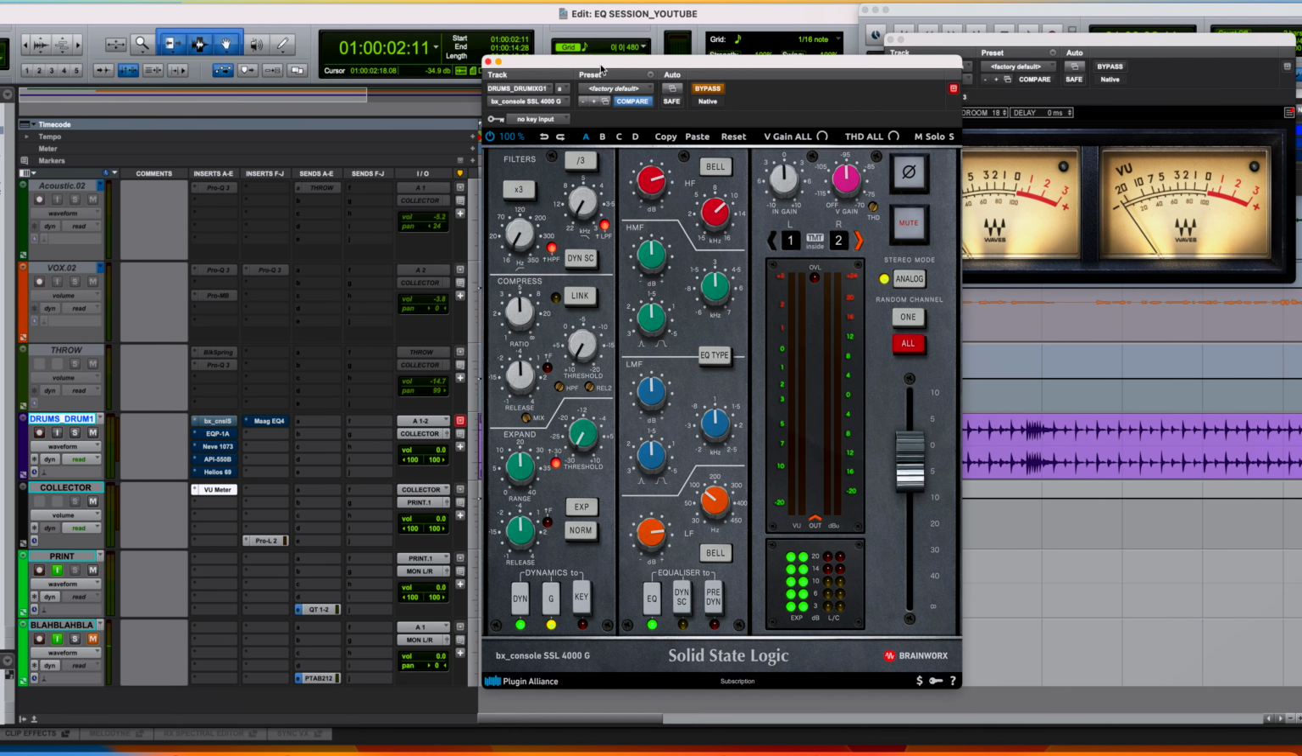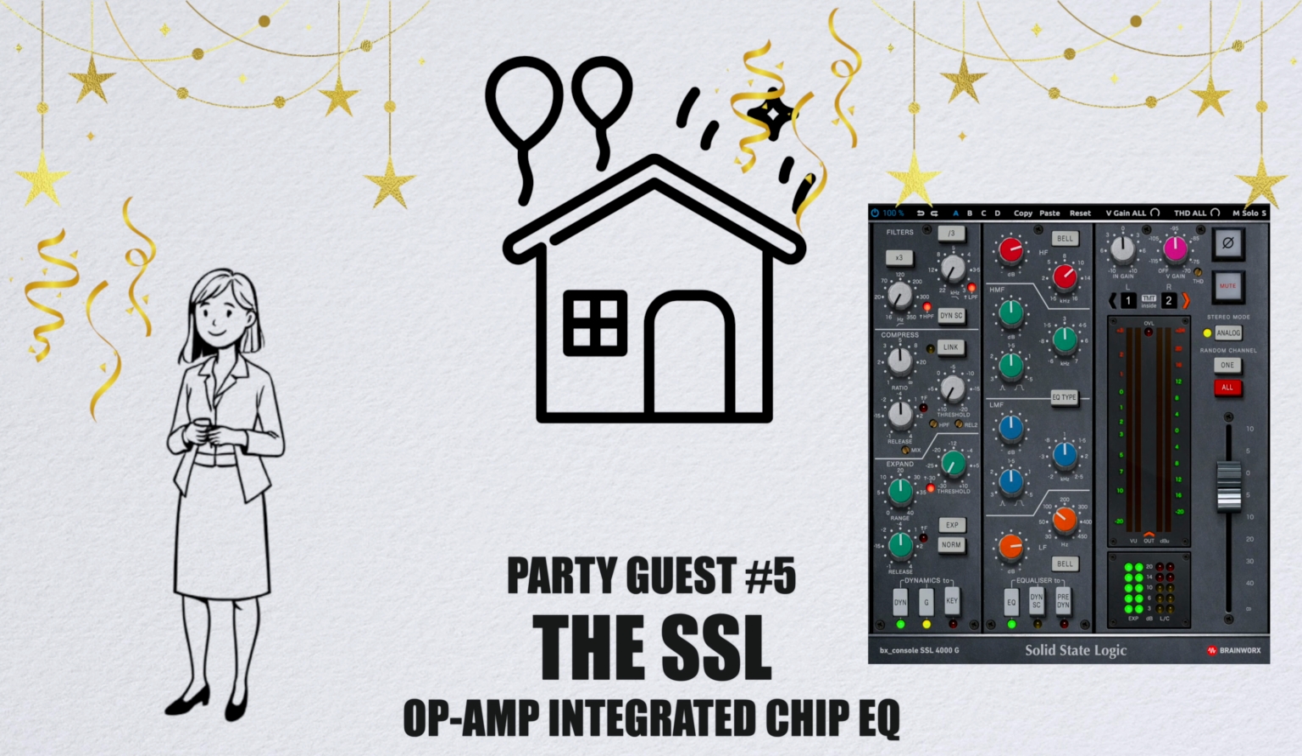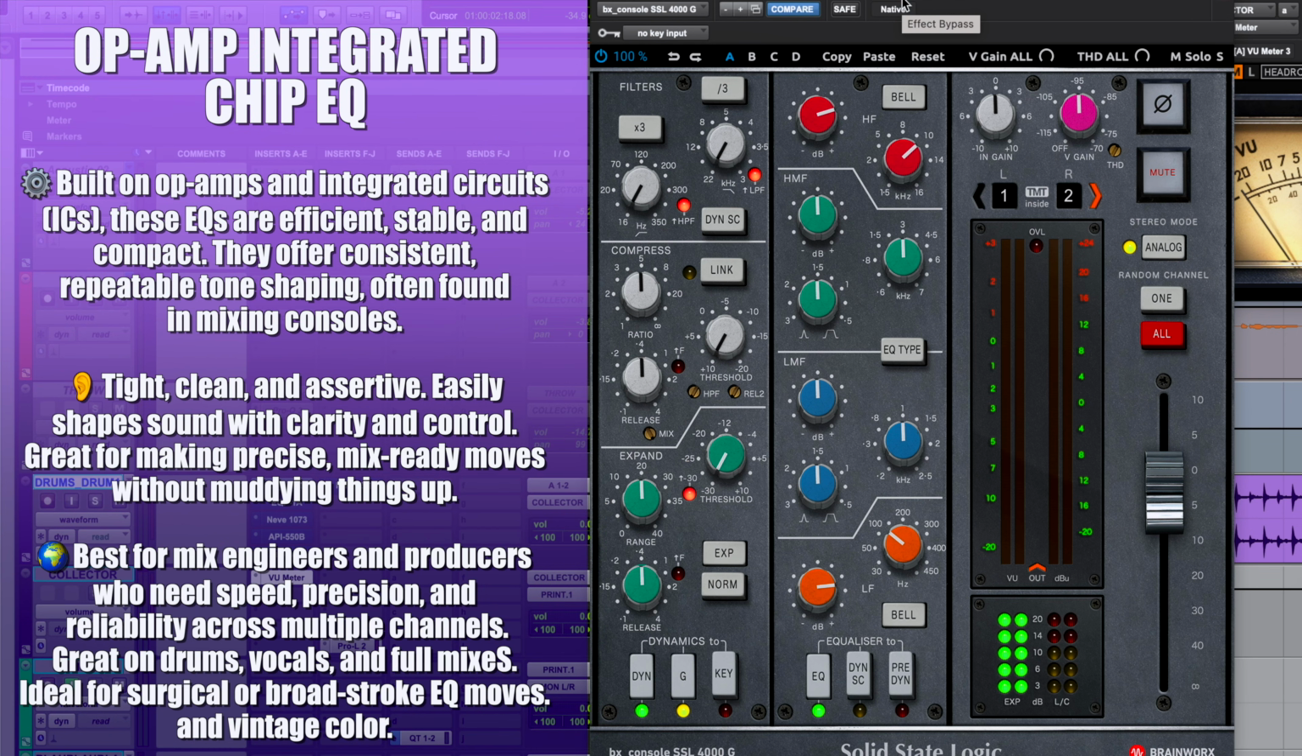Now let's invite our next friend to the party. And that is the SSL. This is our super clean, calculated, gets-things-done friend, who probably organized the party and is probably running around hosting it. Now the SSL's topology is also an op-amp, but it's an op-amp integrated chip, meaning that it uses a chip for its build. It's not hand-built like discrete or discrete op-amp, but rather chip-centered, which makes it really clean and transparent, and really fast.